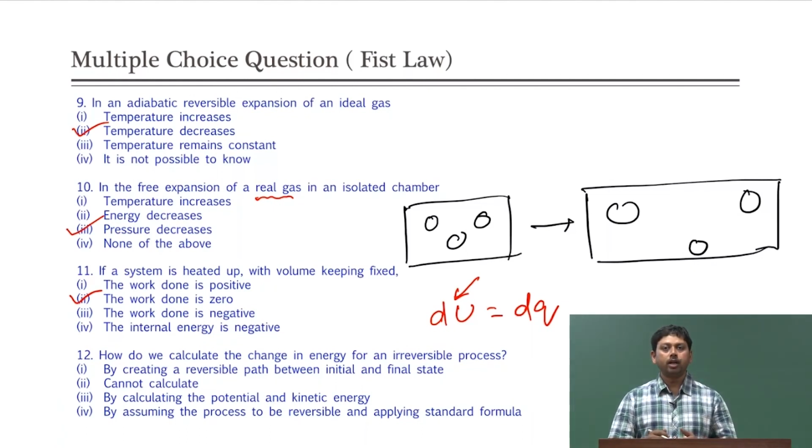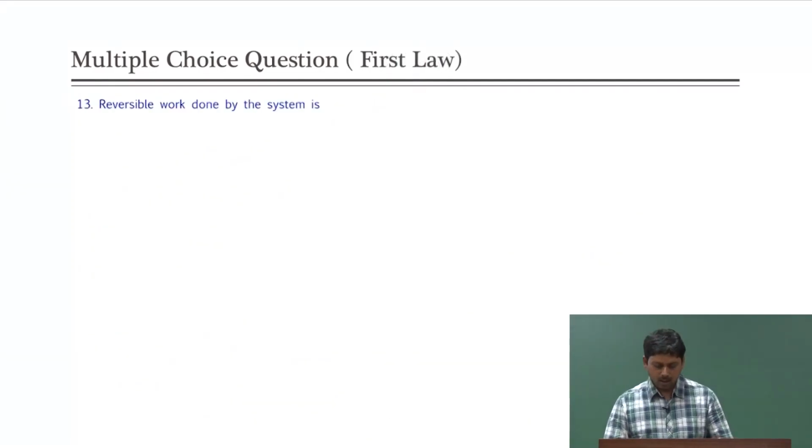We need not really look into the path, because the internal energy is a state function. So, by change in energy, we mean internal energy of the system. It does not depend on the path. So, therefore, it does not matter which path it took, we just need to know the final value and the initial value, and it will be all right. So, by calculating the potential energy and kinetic energy will be the right answer.